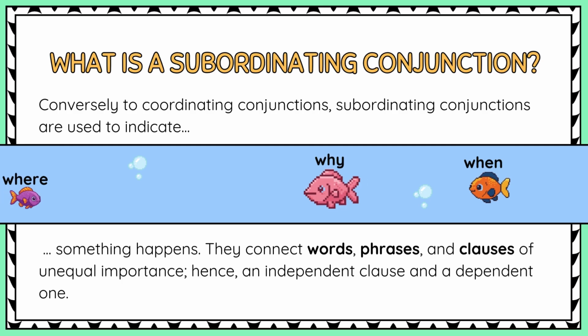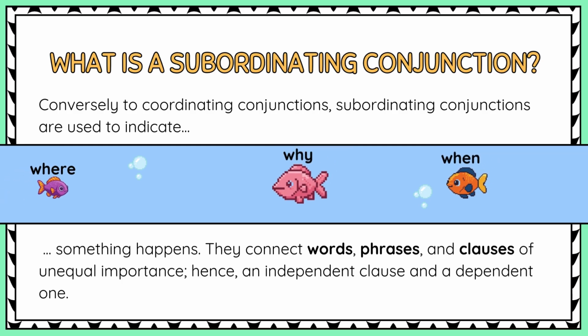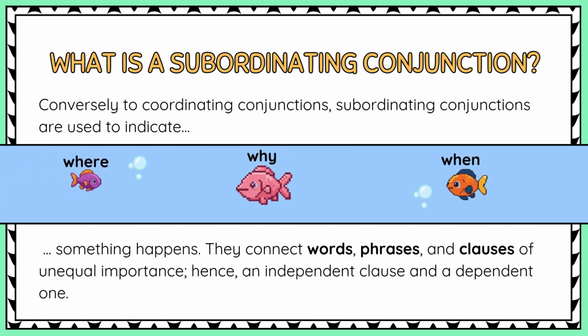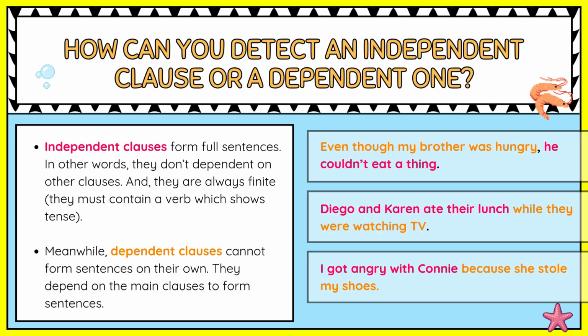Then, what is a subordinating conjunction? Conversely to coordinating conjunctions, subordinating conjunctions are used to mention why, where, or when something happens, and to connect words, phrases, and clauses of unequal importance, hence, an independent clause and a dependent one. How can we detect an independent clause or a dependent one?